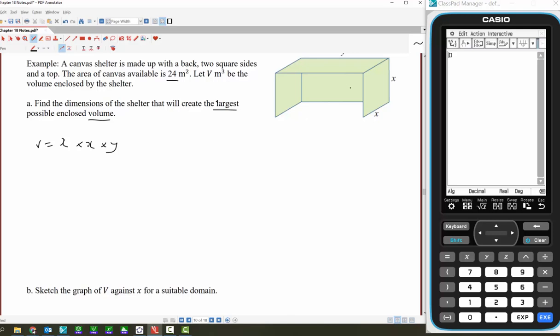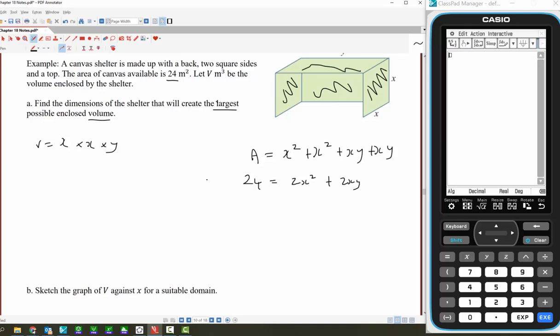So what we're going to do is just get the area that's required. So that's this, this, this, and this. So what we've got is area is x squared, that's that bit. This bit's the same, x squared. This back bit is x times y, and the top bit is x times y. And I know that the area I've got available is 24, so I'm going to go 24 equals 2x squared plus 2xy.